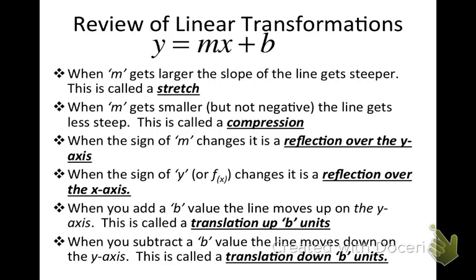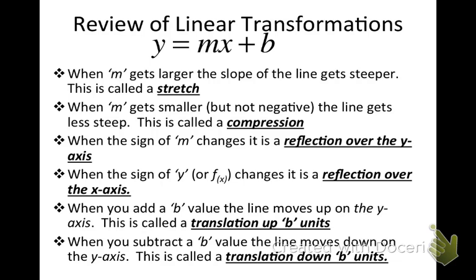When the m value, or the slope, gets smaller but doesn't go negative, the line of the function gets less steep, or it flattens out. This is called a compression. When the sign of the slope changes, your m value changes sign, it is a reflection over the y-axis. And when the sign of y, or the whole function f of x, changes, the line reflects over the x-axis.